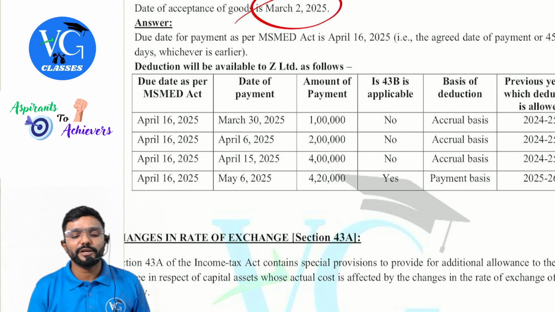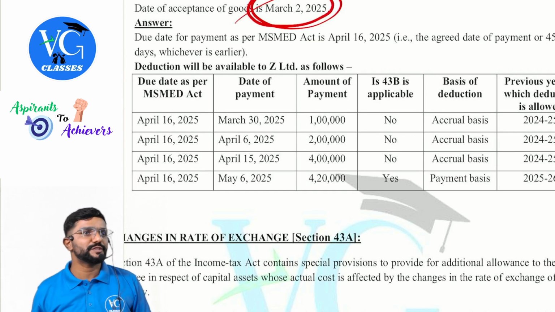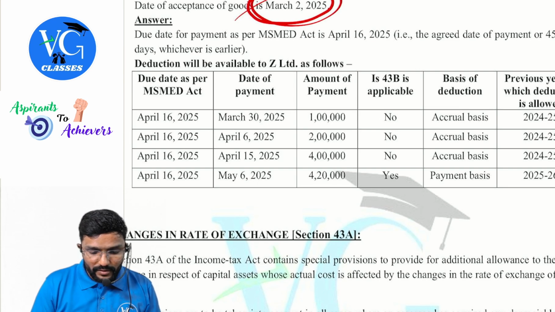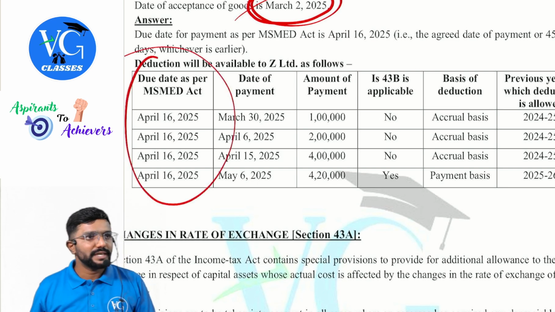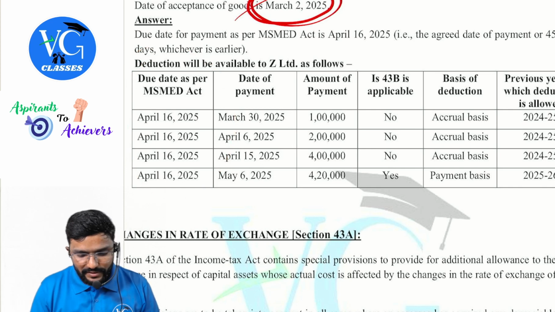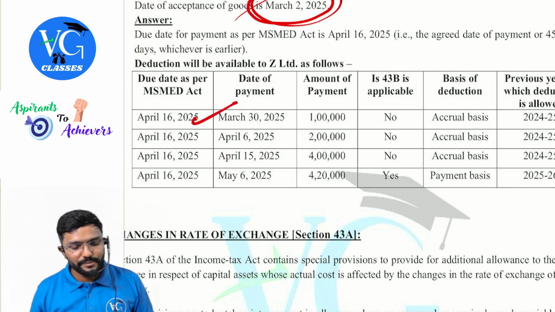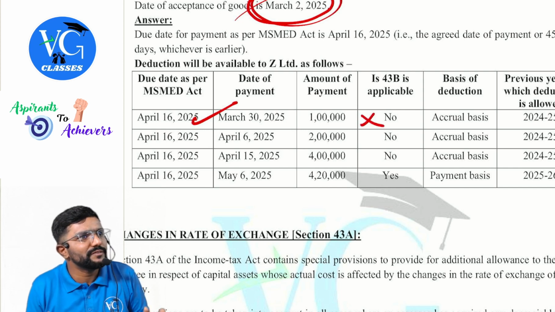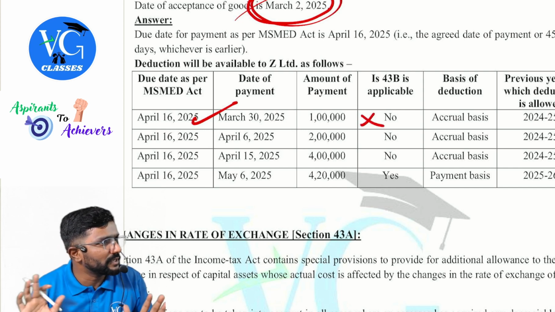So 45 days has to be counted from what date? Date of acceptance of goods. Okay, sir. So due date is everywhere locked, April 16. Actual dates we will see. Actual date 30th March. Is it paid within the due date? Yes. So is 43B applicable? No. If it is paid within due date, 43B is not applicable.